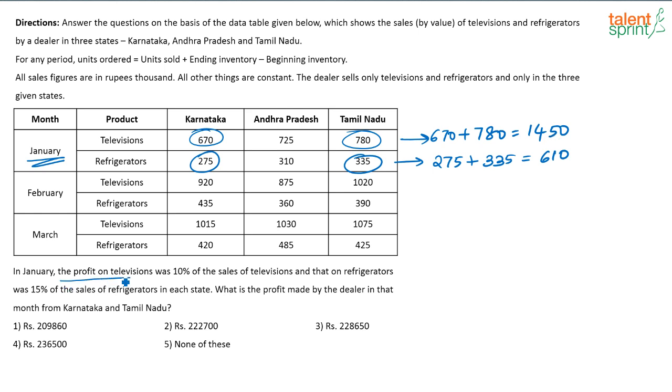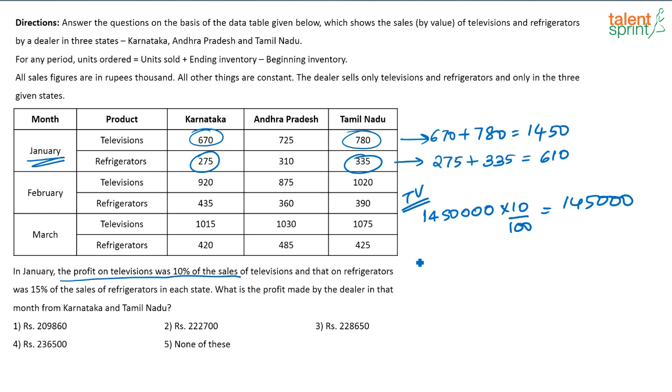Profit on television was 10% of the sales. So how much was sold? 1450 followed by 3 zeros, right? This was the sales of television, and the profit on that was 10% of this, which is nothing but 145,000, correct? This is 10% of the sales, which is the profit.